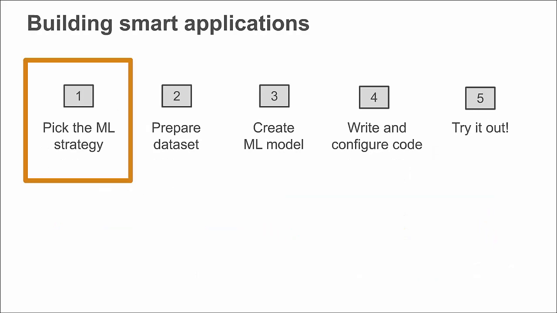Our process of building a smart application has 5 steps, and these 5 steps are fairly standard across many different types of machine learning applications and across the entire machine learning industry. We start by picking the machine learning strategy, by deciding how we will address the problems that we want to solve with machine learning. Then we'll prepare our data. We'll follow up by creating a machine learning model and evaluating it, making sure that its outputs are aligned with business objectives. Finally, we'll write and configure our application code that is responsible for message routing, and we'll try it out. We'll finish up with a demo.